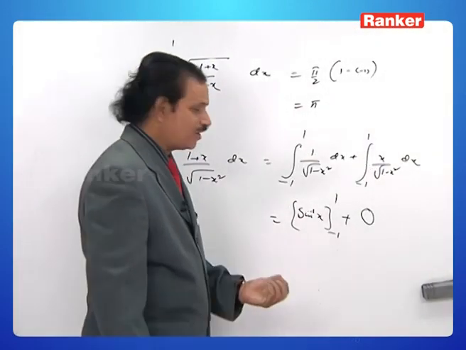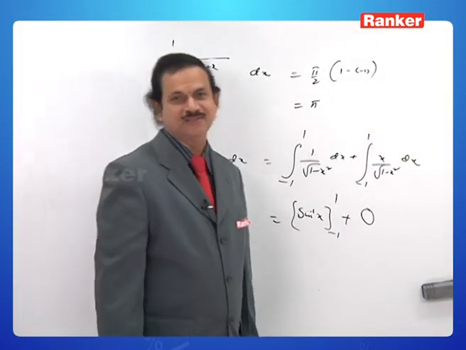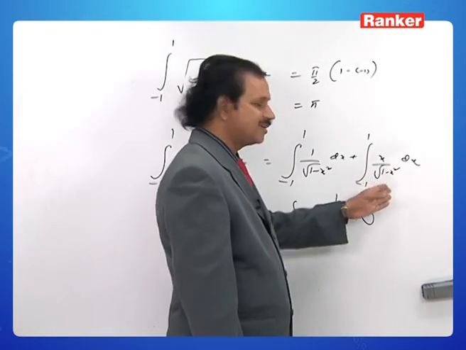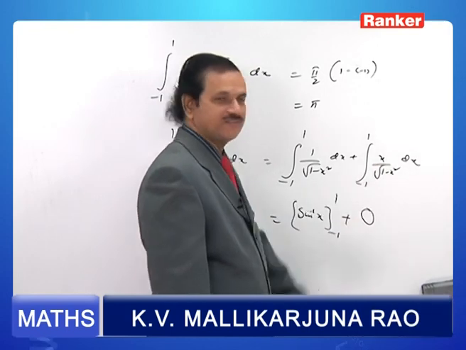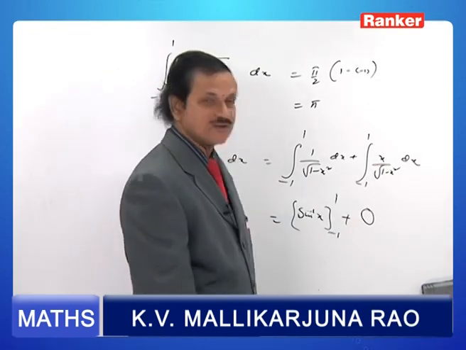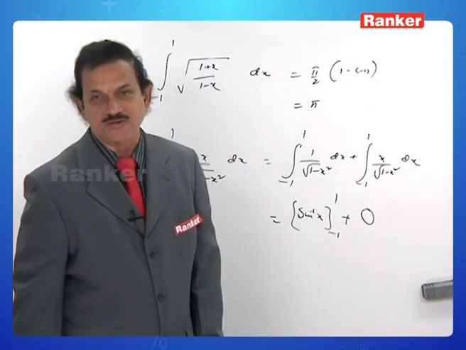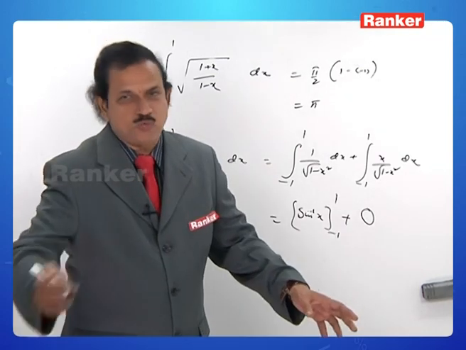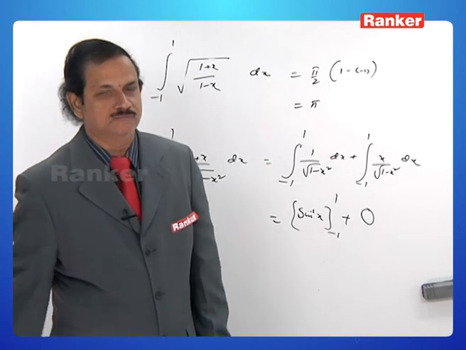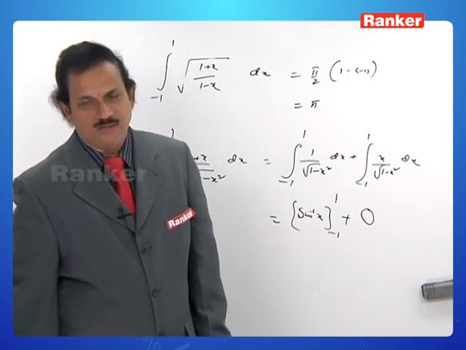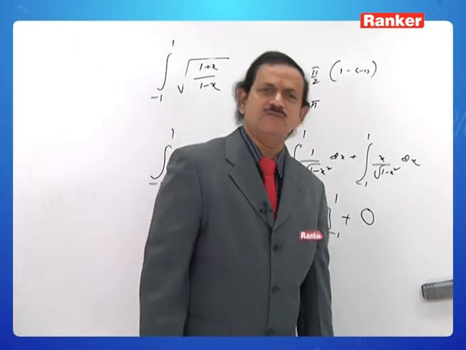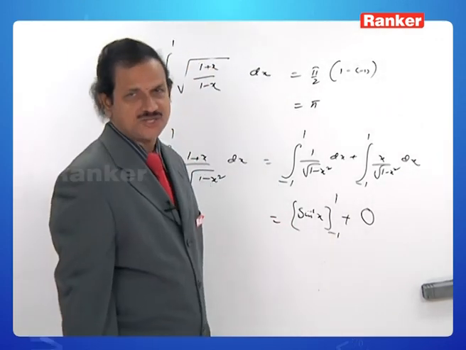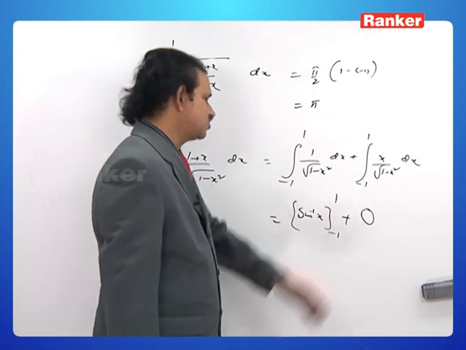Why is it 0? Come on, imagine. It is 0 because this is totally an odd function. The denominator is an even function, the numerator is an odd function, so the quotient is an odd function, and the integral from minus a to a of f of x dx vanishes when f of x is an odd function. If f of x is an odd function, we have noticed that the integral from minus a to a of f of x dx vanishes. Therefore, that is 0.